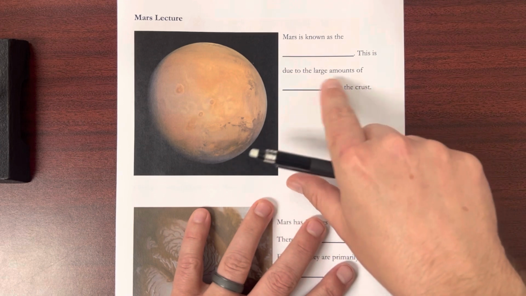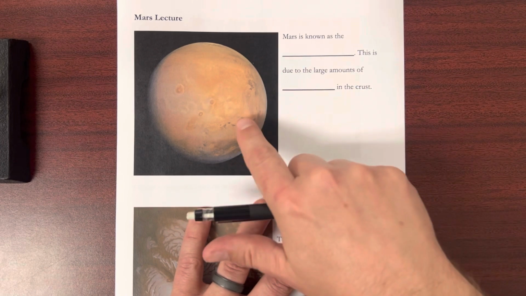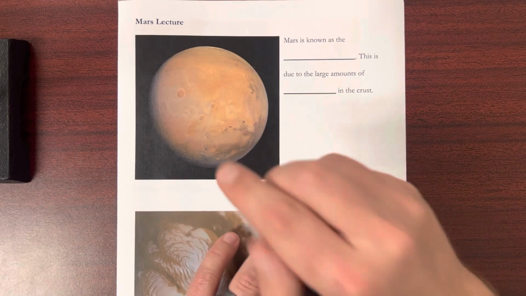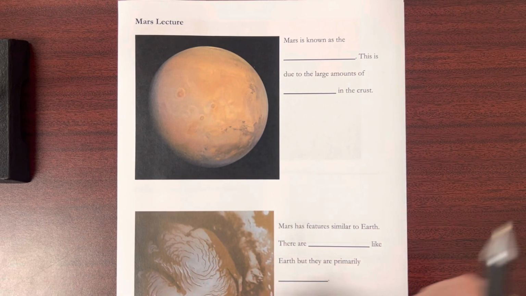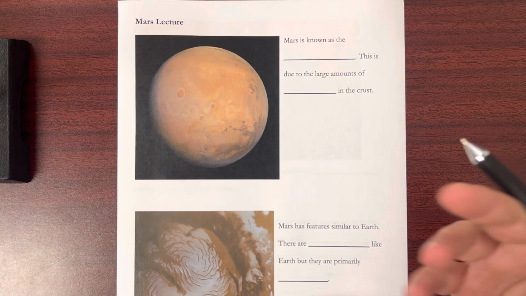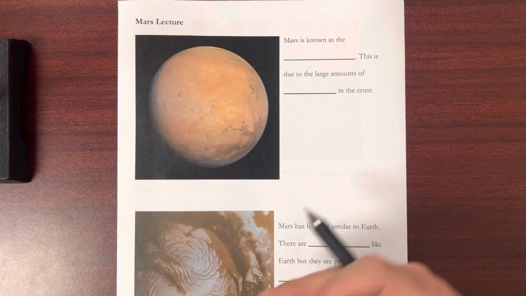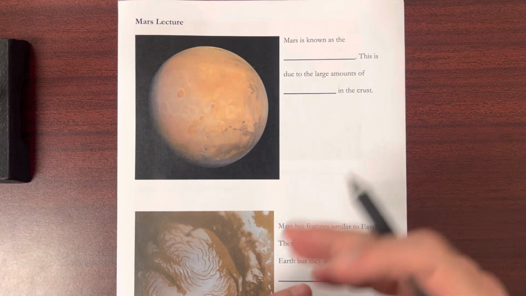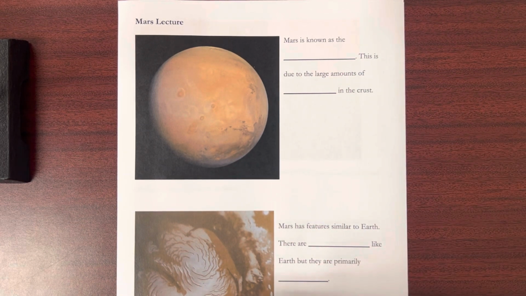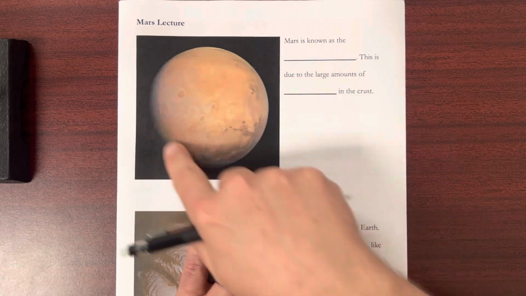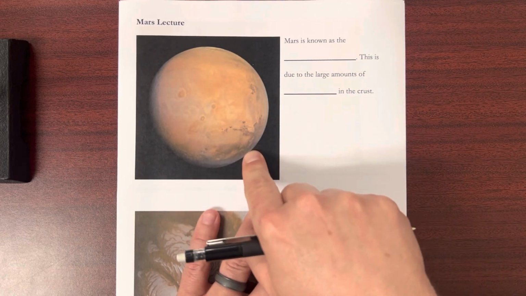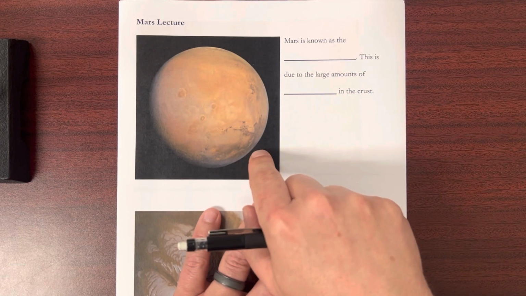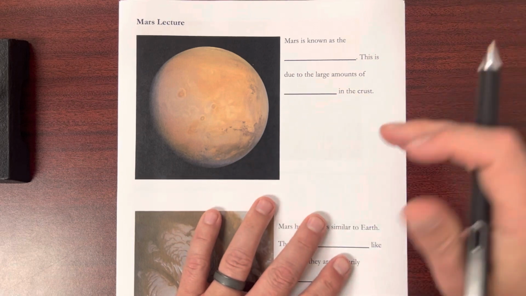This is due to the large amounts of iron in the crust. When iron is exposed to oxygen, it oxidizes and we get rust from it. We see this when we look at iron deposits on our own planet. It has a red rust color, and there are huge amounts of it here on Mars. So it has this reddish appearance when you look at it in the night sky.